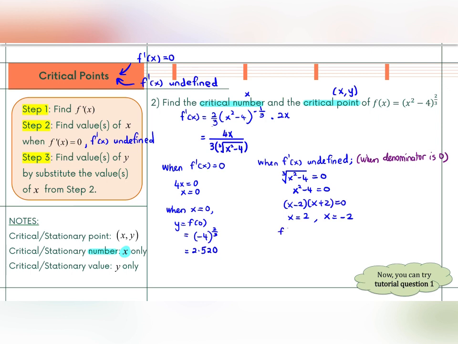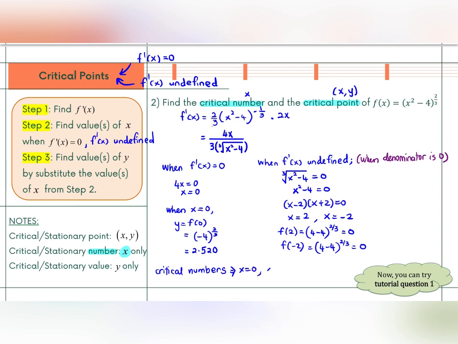So, f of 2 will be equals to, kita gantikan 2 dalam sini lah. So, 2 squared adalah 4 minus 4 to the power of 2 over 3. This is actually 0. And f of negative 2 pun sama. Negative 2 squared will be 4 minus 4 to the power of 2 over 3, which is 0 as well. Okay, soalan tadi minta apa? Critical number. So, our critical number adalah x equals to 0.